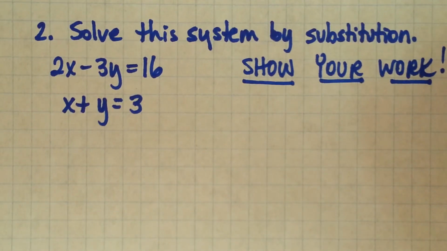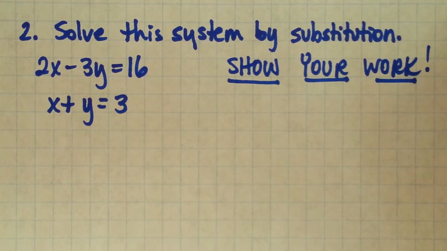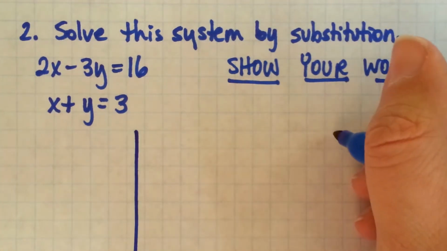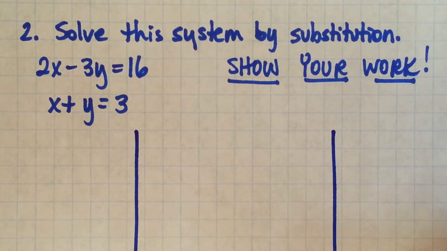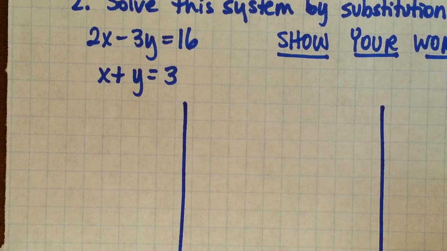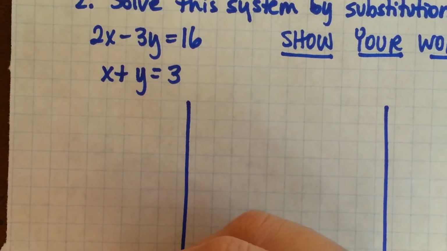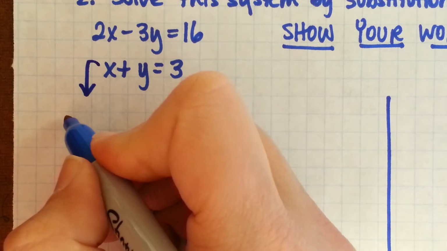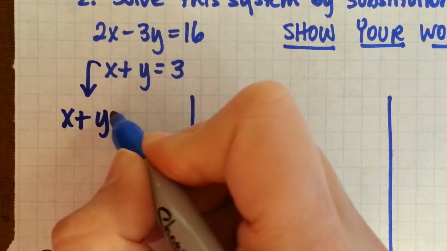For the next problem on the quiz, it says solve this system by substitution and show your work. So we're doing substitution, which means we need 3 columns. In the first column, I would pick the easiest equation. The first one is x plus y equals 3. Since the second equation is the easiest, we'll put it in the first column. So we have x plus y equals 3.